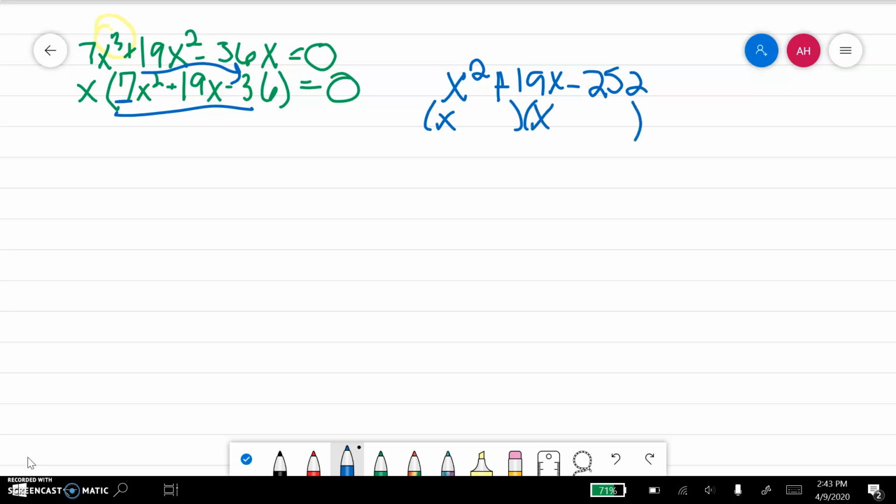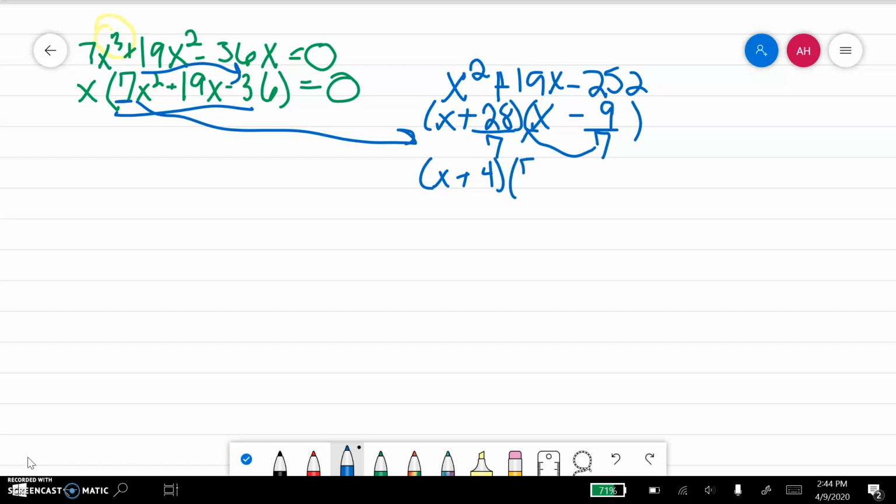And this one isn't so obvious, but 28 times 9 is 252. And so we use 28 and 9. We'll do a positive 28 and a negative 9 to get positive 19. And then we're going to take this 7 and put it back under here, and reduce. So 28 over 7 is 4. This doesn't reduce, so we're going to pull the 7 back in front, and we have 7x minus 9.